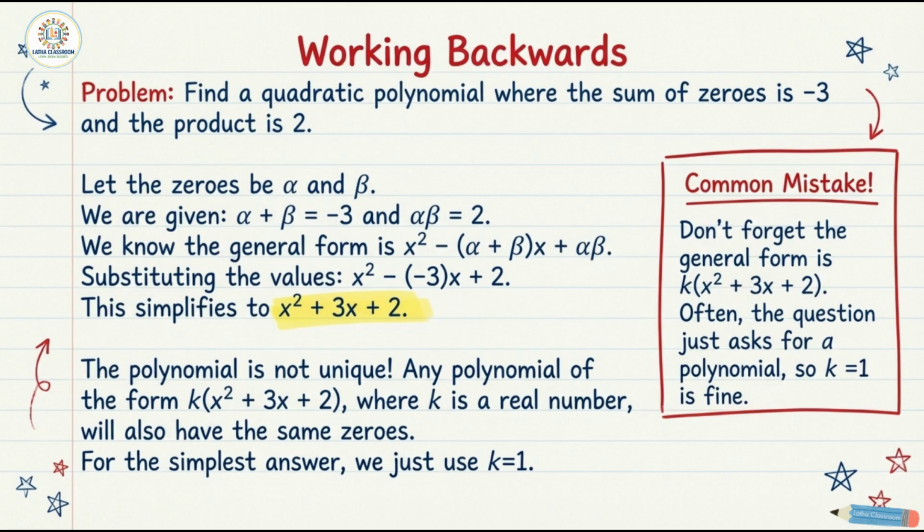The polynomial is not unique. Any polynomial of the form k into x square plus 3x plus 2, where k is a real number, will also have the same zeros. For the simplest answer, we just use k equals 1.